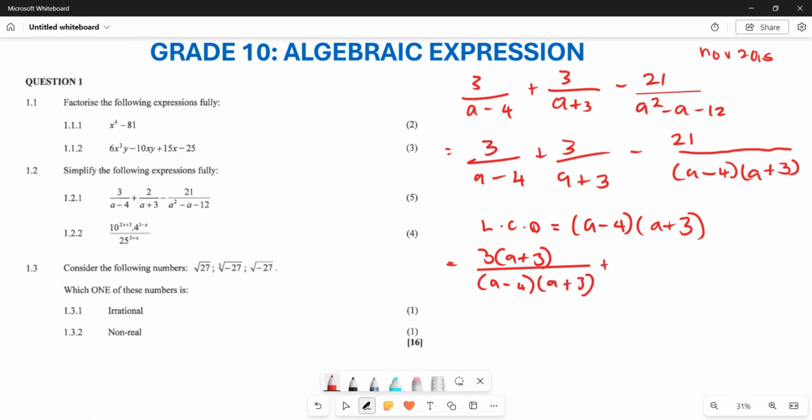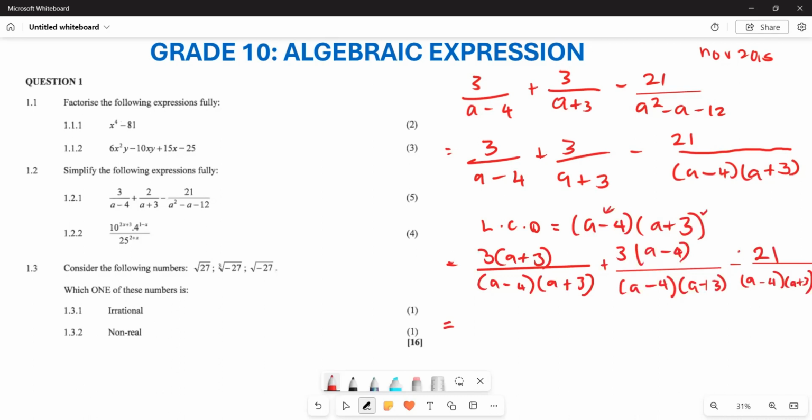Let's go to the second one. In your second one, you are having 3. Which brackets do you not have? You do have a plus 3. You do have this one. The only one that you don't have is going to be the a subtract 4, which means you multiply with a subtract 4 in your numerator, and also in your denominator you're going to have a subtract 4 and a plus 3, because now you have both of these as your denominators. Now this is going to subtract 21. For 21, you have both of the denominators, so there's no need to multiply with anything here. So this is going to be a subtract 4 and a plus 3, right? So basically that is going to be that.